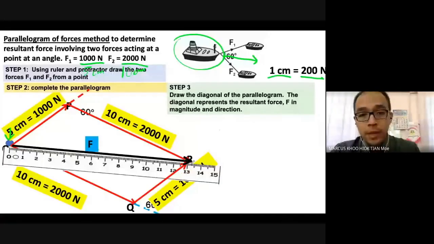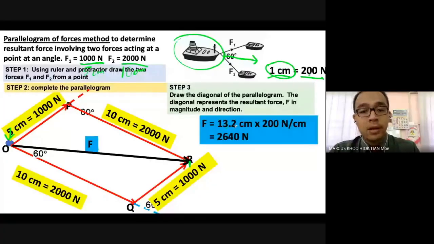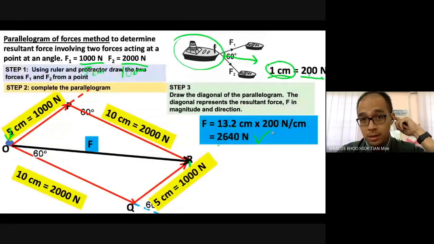13.2 cm. Okay, do you see this? It's about 13.2 over here. So since 1 cm is 200 newtons, 13.2 cm is going to be about 2,640 newtons. So this is how we calculate the resultant force. Okay. And then, of course, we want the direction. Oh, sorry. We want the direction. Do I need to count the direction?